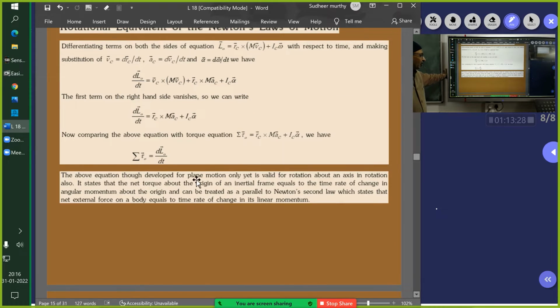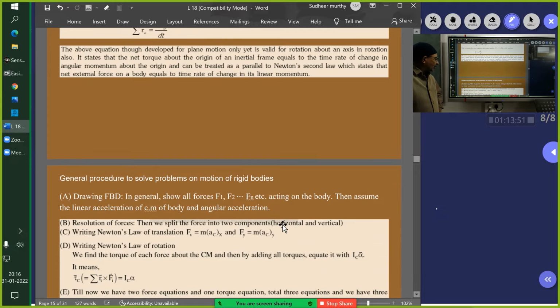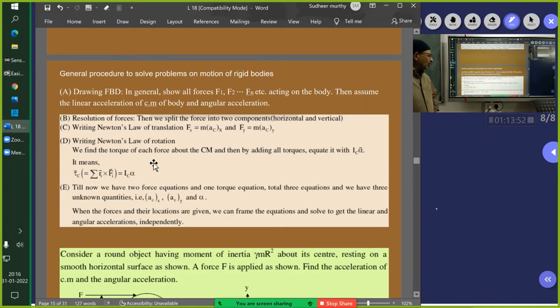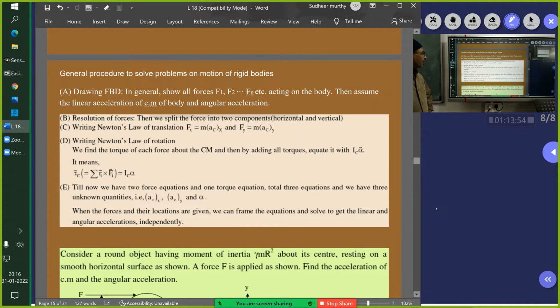The above equation, though developed for plane motion, is valid for rotation about an axis also. It states that the net torque about the origin of an inertial frame equals the time rate of change of angular momentum about the origin, and can be treated as parallel to Newton's second law, which states that net external force equals the time rate of change of linear momentum. So this is the general procedure that we have to follow when solving these problems.